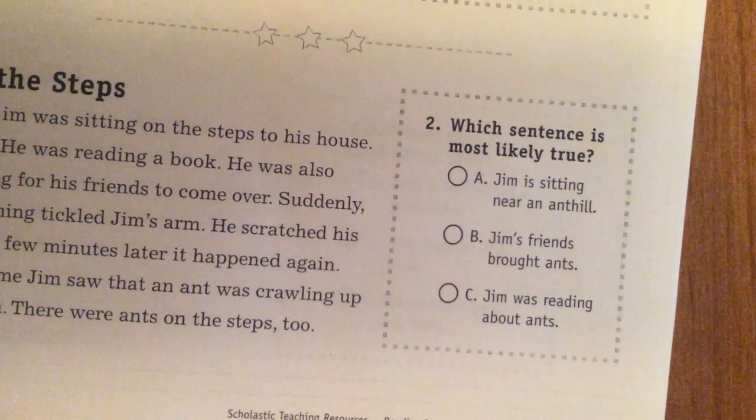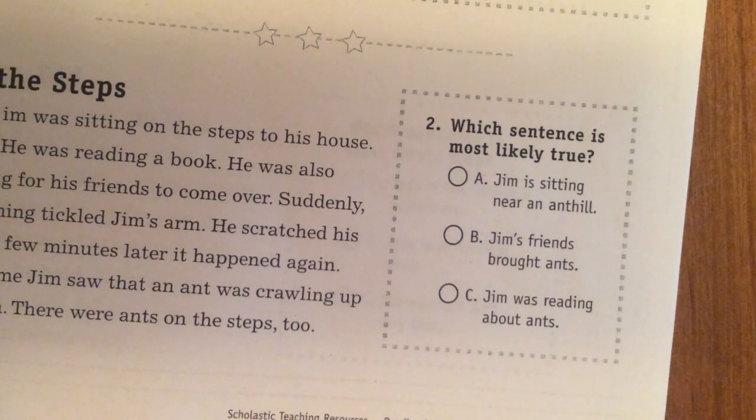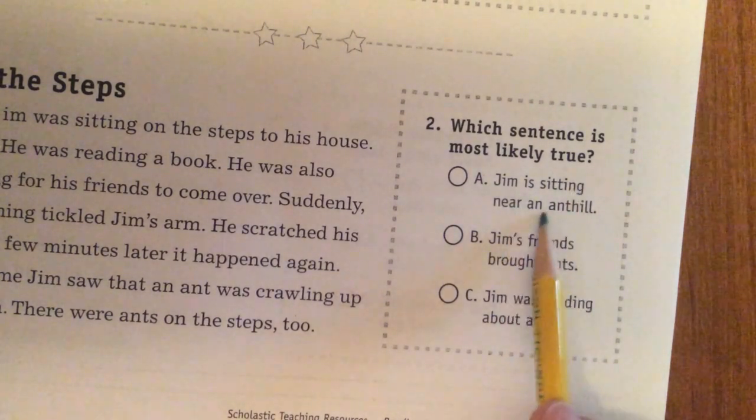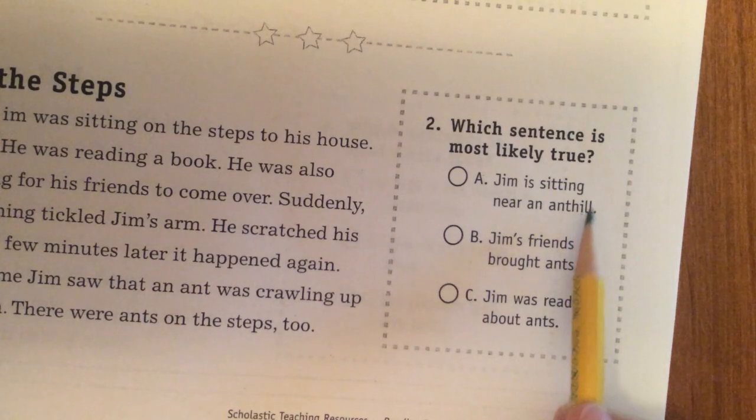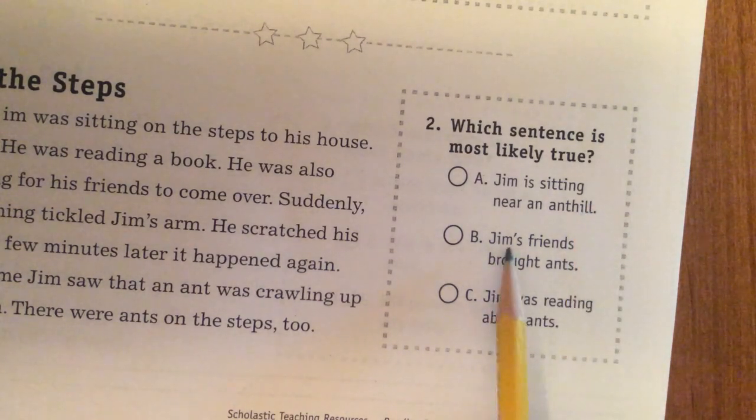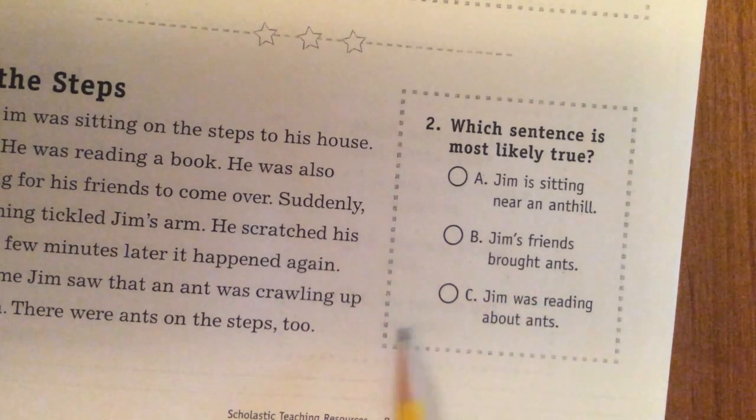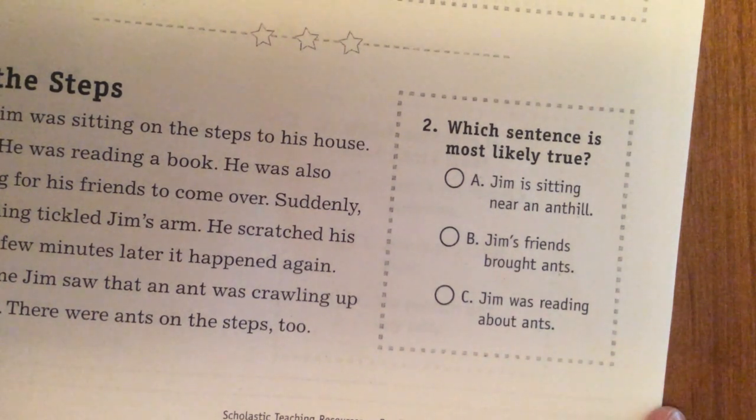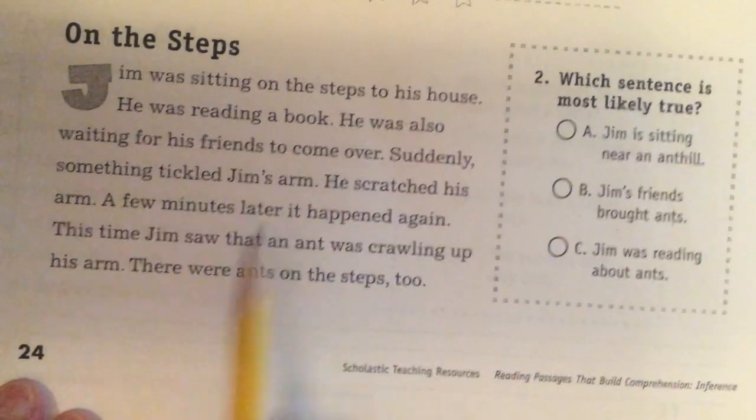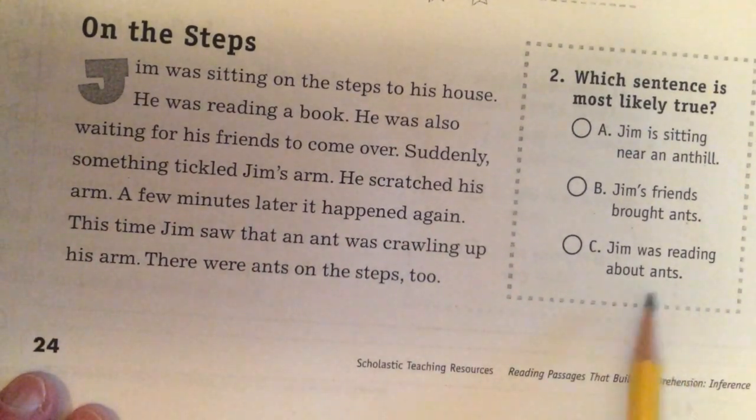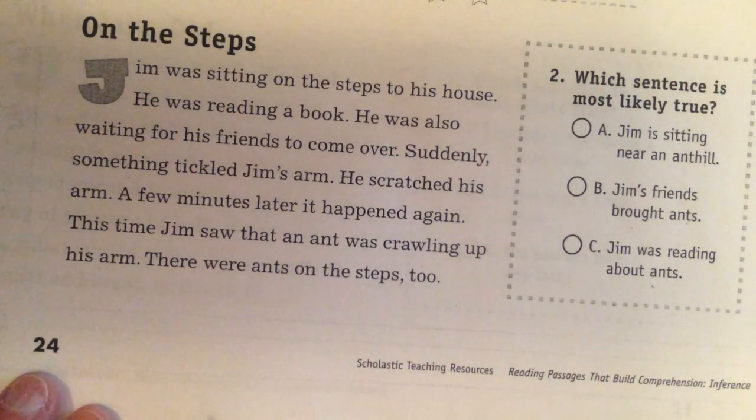So number 2 says, which sentence is most likely true? Jim is sitting near an anthill? Well, that could be, but let's read all the choices just to make sure. Jim's friends brought ants? I don't think it said anything about friends, did it? Or Jim was reading about ants. Okay, now, I don't think if he was reading about ants something would tickle his arm. And I don't think if he was just reading about them, an ant would crawl up his arm.